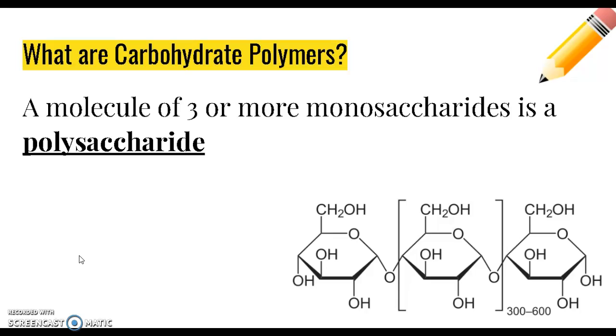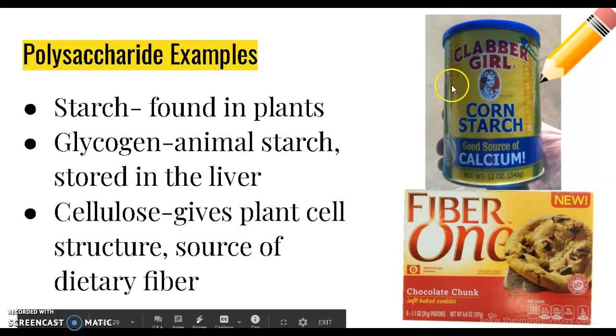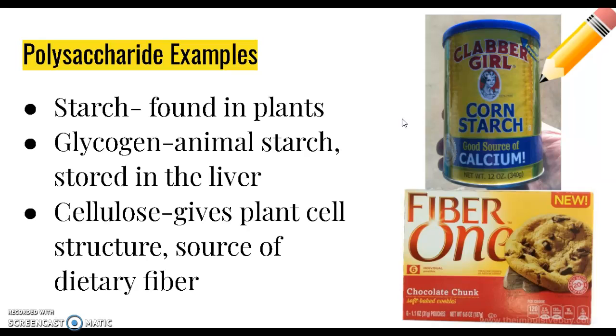Carbohydrate polymers are called polysaccharides. If 3 or more monosaccharides are joined together, you get a polysaccharide. Some examples of polysaccharides are starch. These are found in plants, so you get cornstarch, potato starch. Glycogen is animal starch that's stored in the liver. So after you eat sugary cereal or a donut for breakfast with all that sugar, what your body does is take that extra sugar and store it in your liver so that way you can have energy later on in the day.